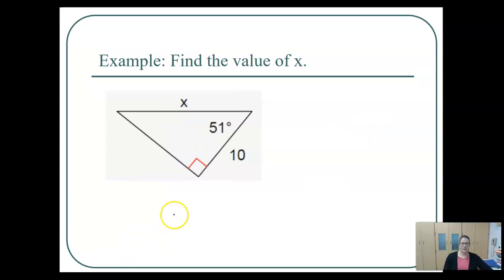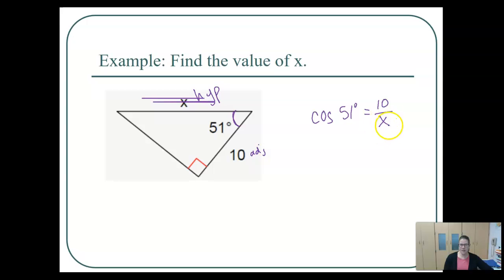Okay, so here we're finding x. That's the hypotenuse here. This is the adjacent side to 51, so 51 is our reference angle. So again, adjacent and hypotenuse is cosine. So cosine of 51 degrees should equal 10 over x. Now notice this one looks a little different than the other examples that we did, right? X is now on the bottom instead of on the top.